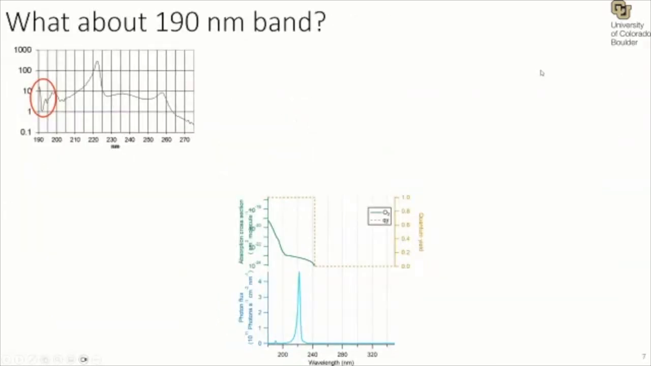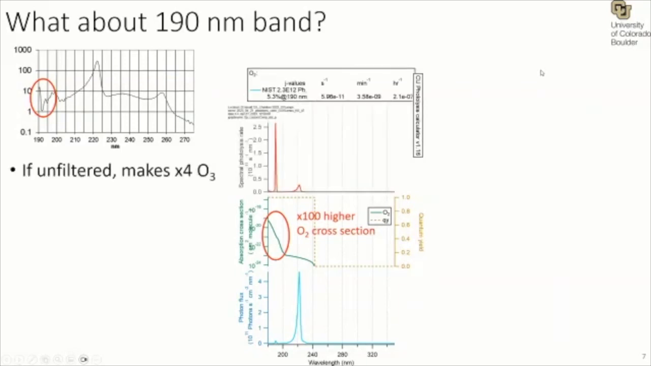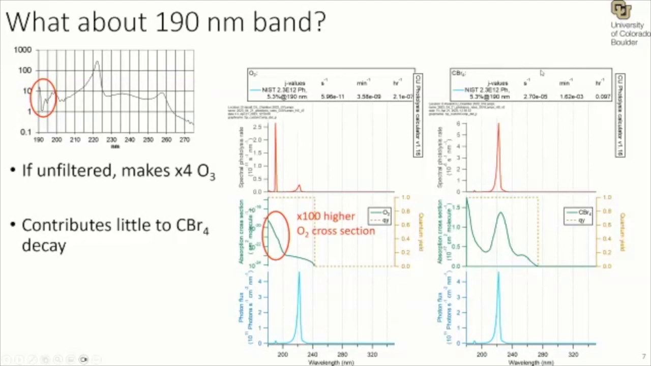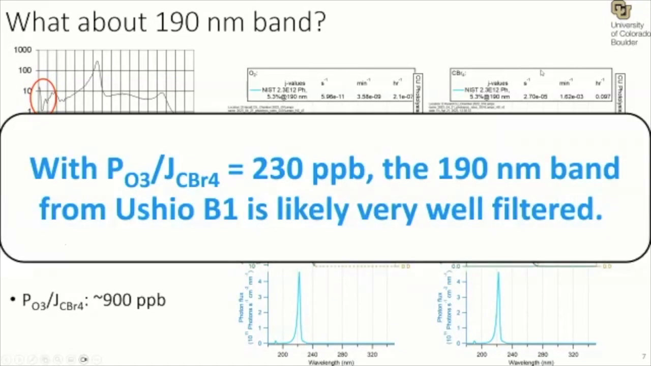The unfiltered krypton chloride excimer lamp emissions also include a band peaked around 190 nanometers. O2 cross-sections around 190 are about 100 times larger than at 222 nanometers. So the unfiltered 190 nanometer band makes 4 times ozone, but it contributes little to CBr4 decay. So this leads to a ratio between the two rates of about 900 ppb. So if we measure the ratio between the two rates of 230 ppb for a Wuxio B1, we can say its 190 nanometer band is likely very well filtered.